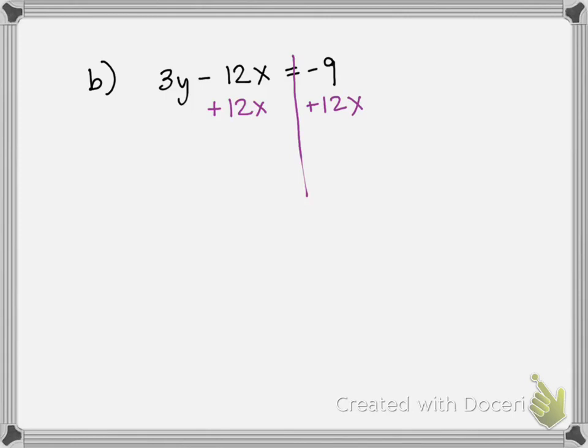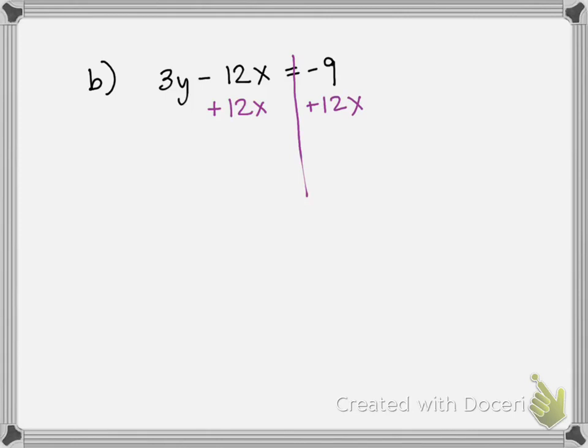Let's try another one. The second one here, you're going to notice now there's more on the left side of the equation with the y than just a single number. So what we're going to do is solve this equation from the farthest things away from y closer in. And so we're going to get rid of that minus 12x first. We're going to draw that line down the middle and then add 12x to both sides.